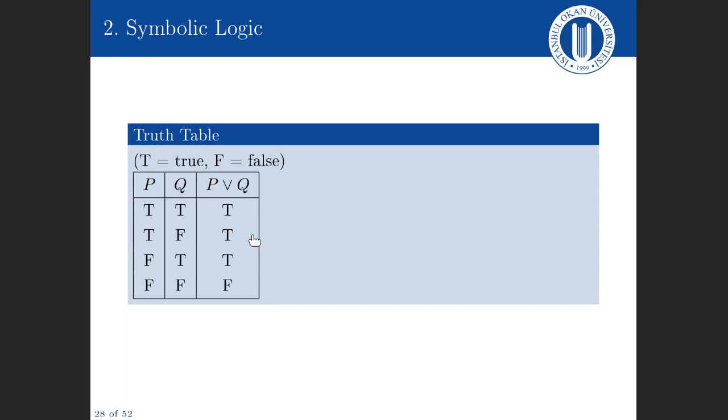P or Q. Is P true or is Q true? Is at least one of them true? Yes, P is true, so P or Q must be true. Same for the third line. Is P true or is Q true? In other words, is at least one of them true? Yes, so this is true. And the final line, P is true or Q is true. At least one of them is true. No, that's false. P is false and Q is false. They're both false. Neither of them are true, so P or Q must be false.